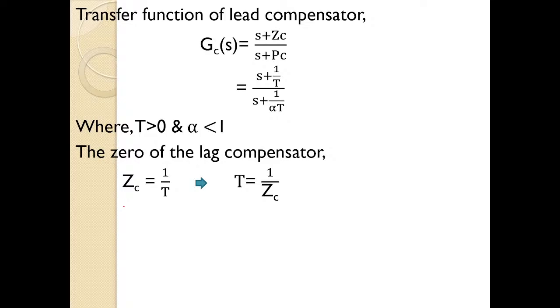Now we know the magnitude of the zero. What is the magnitude of the zero? Zc is equal to 1 by T. So T is equal to 1 by Zc. If T is equal to 1 by Zc, we can determine the alpha value.